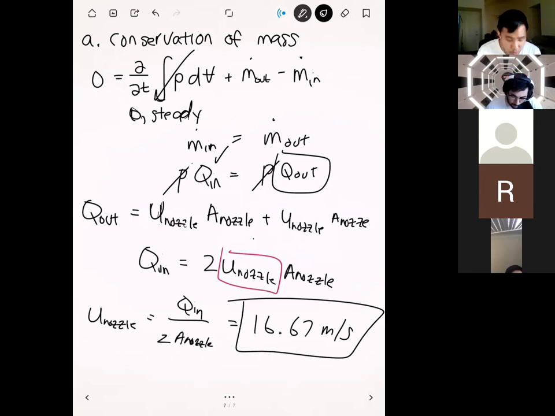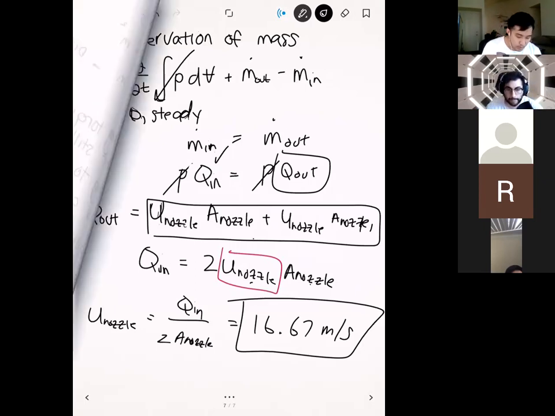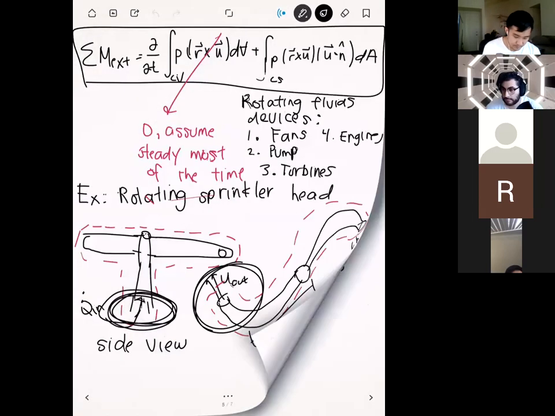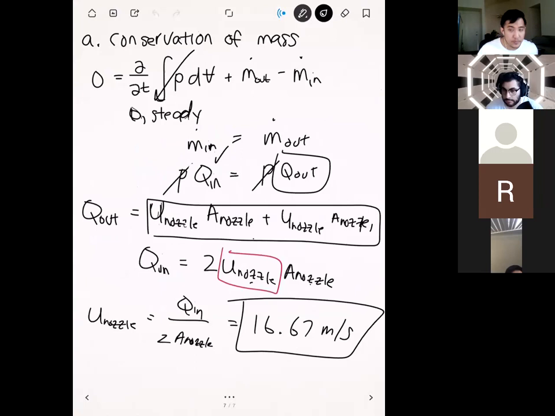Why is there a 2 in the Q equation again? The 2 comes from the fact that Q out is equal to 2 of these guys right here, because we have two nozzles. Since these two are the same, I just combined them into 2 U nozzle, A nozzle. We have 2 outlets here, one on the bottom and one on the top. Because we assume they have the same area, they have to be equal to each other.